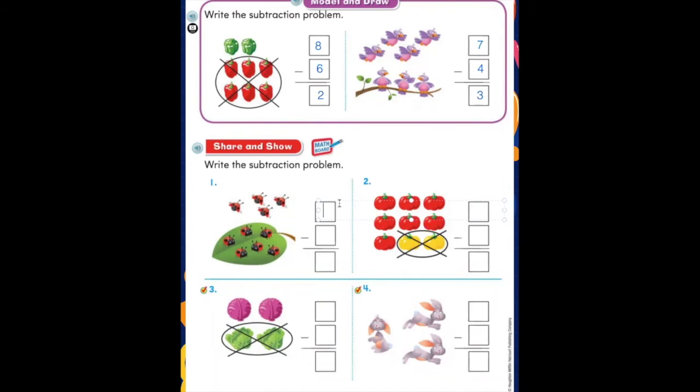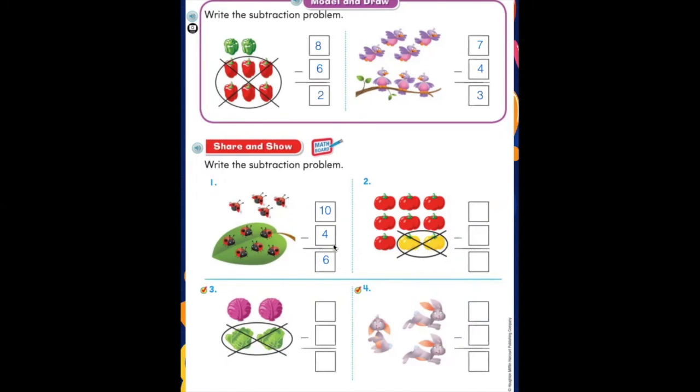All right, let's check out number 1 first. Number 1 shows us 10 ladybugs in all to begin with. Then we see that there are some ladybugs flying away. There are 4 ladybugs flying away. Then you would have counted all the ladybugs that are still left on the leaf. There are still 6 ladybugs left on the leaf. So your subtraction sentence for number 1 should say 10 minus 4 equals 6.